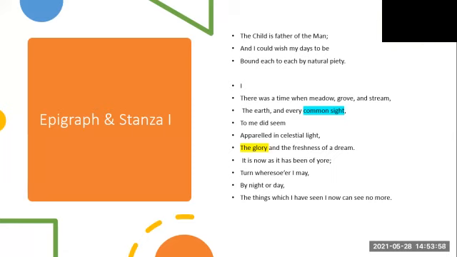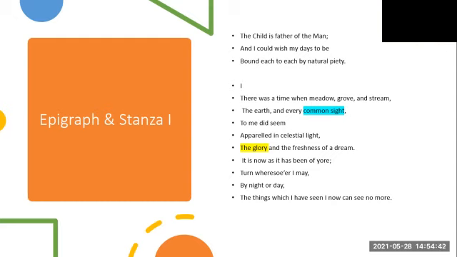Let's look at the poem itself. On the left side, you can read the epigraph and stanza 1. The epigraph is taken from a previous poem by William Wordsworth, and it's called My Heart Leaps Up. And he decided to take part of that poem and put it at the very beginning of this poem. The epigraph gives us a general idea about the philosophy of the poem.